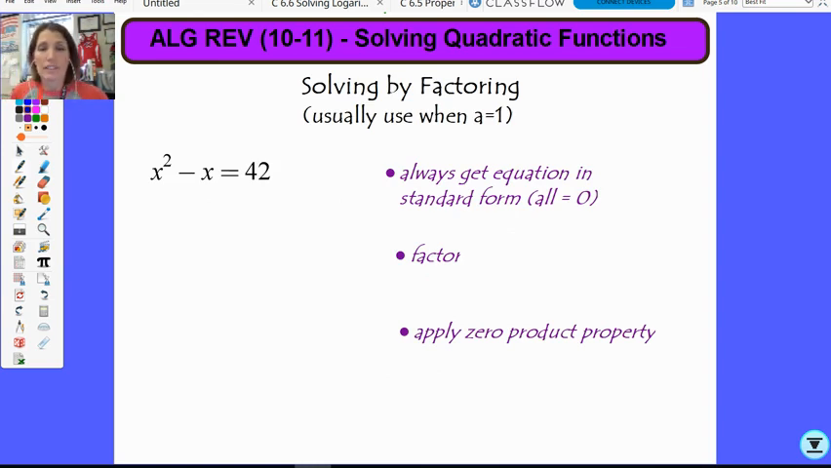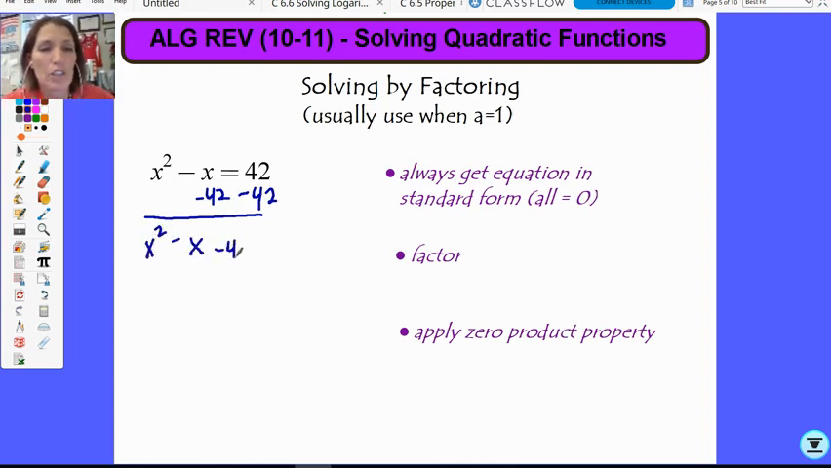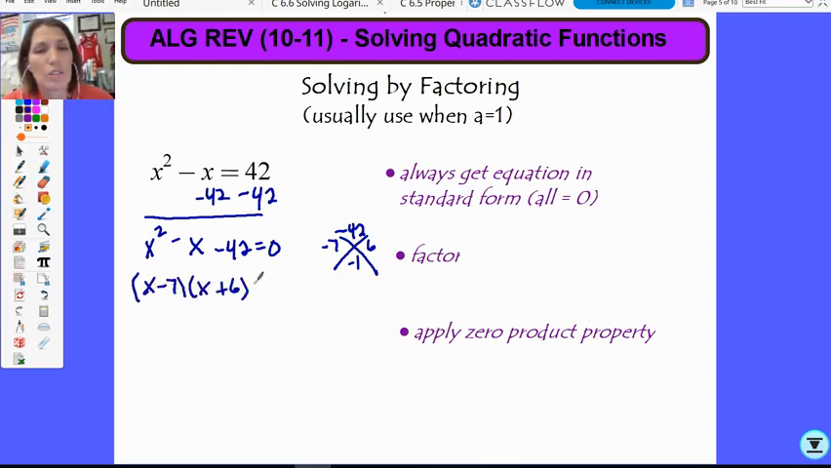So here, because it's a zero product property, we want to get everything equal to 0. So we're going to subtract 42 from both sides here, and we're going to have x squared minus x minus 42 equals 0. Then we're going to use our factoring skills we just nailed the other day. We're going to say, what are factors of 42 that add up to a negative 1? In this case, it's going to be a negative 7 and a positive 6, right? Because negative 7 times 6 is negative 42. Negative 7 plus 6 gives me negative 1. So this will factor into x minus 7 times x plus 6 equals 0.